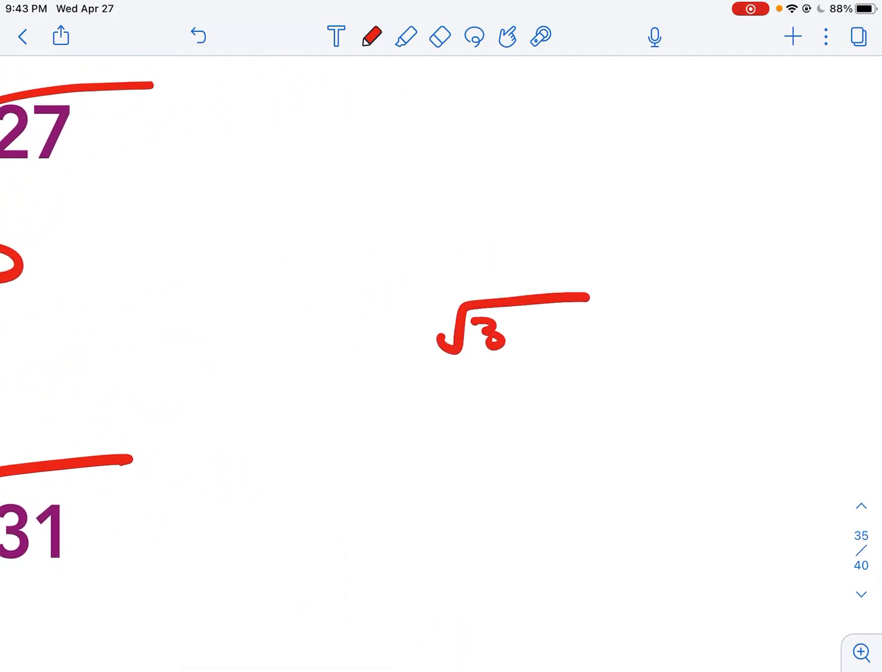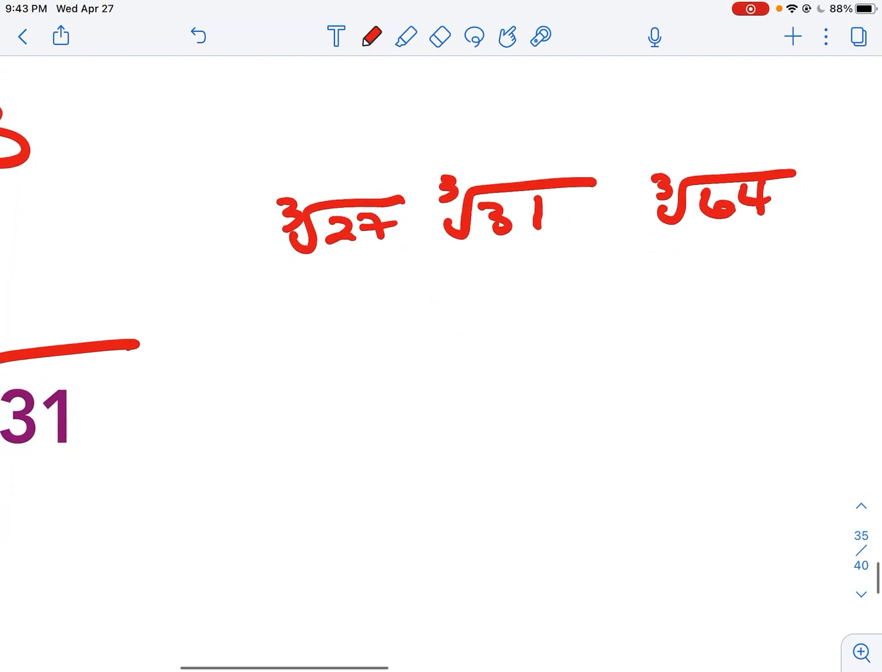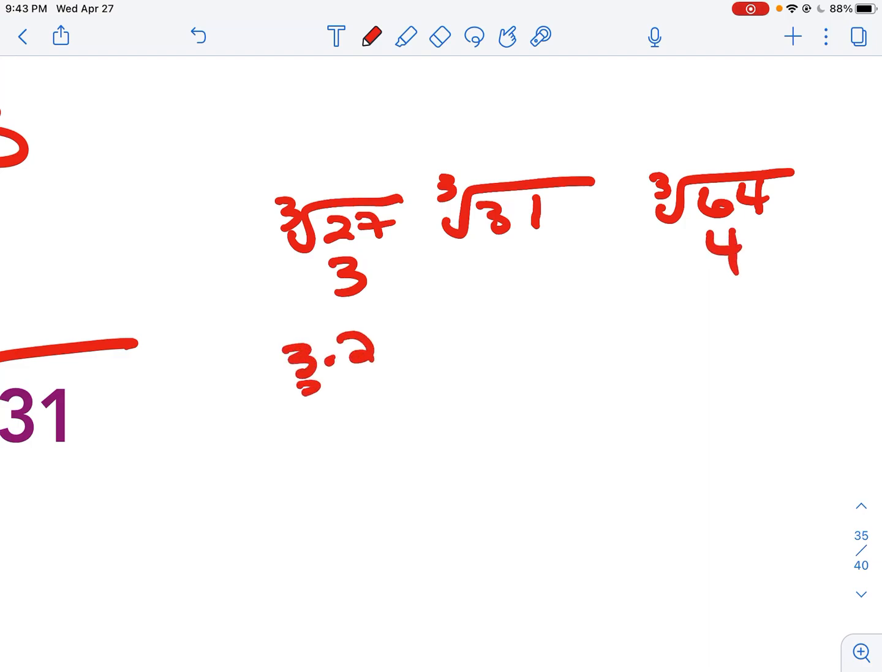So 31, oopsie daisy, is between the cubed root of 8, 27, and that's 3, then 4 is 64. Oh, that's definitely going to be closer to 3. So 3.2.